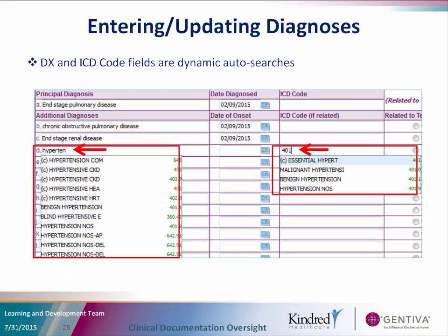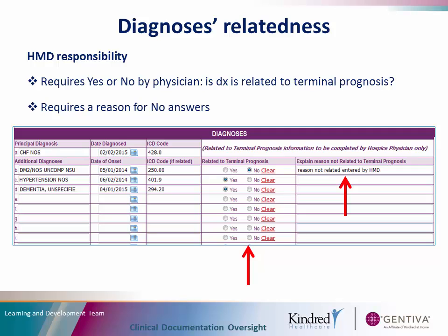The diagnoses entered on the Nursing Comprehensive Assessment flow over to the plan of care. Confirm that the diagnoses and the ICD codes populate on the plan of care. Coding updates and changes are made directly on the plan of care. Review the diagnoses and confirm that the hospice medical director has addressed relatedness with the yes/no column and provided reasons for all no answers.